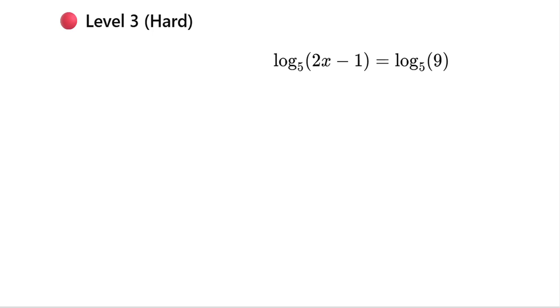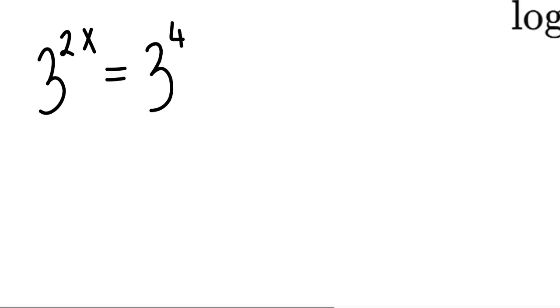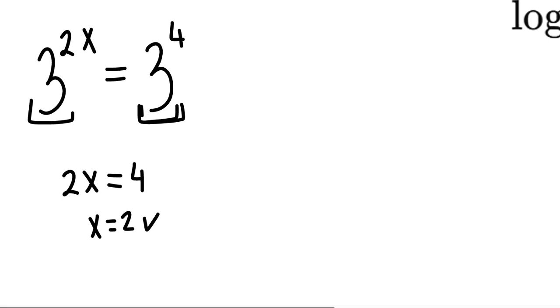It says hard. But let's see how hard it actually is. If you want, you can pause the video and try to do it yourself. If not, we do it now together. There is one very important rule. If we remember, in our previous lesson we talked about exponents and exponential equations. So we said if we have, let's say, 3 to the power of 2x is equal to 3 to the power of 4, since we have the same base, our exponents will be equal as well, right? Which means x is equal to 2.